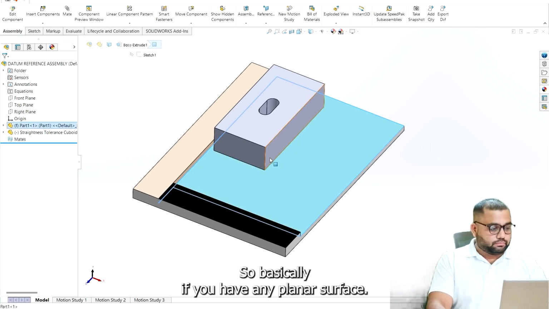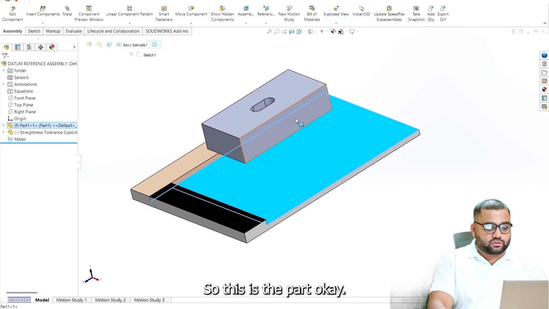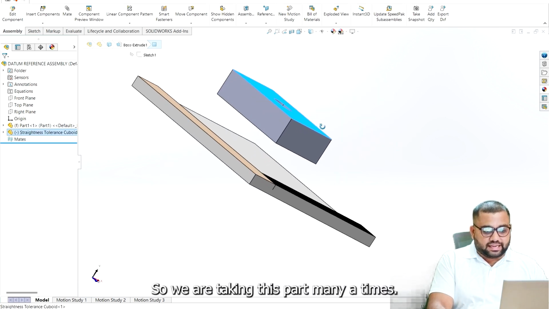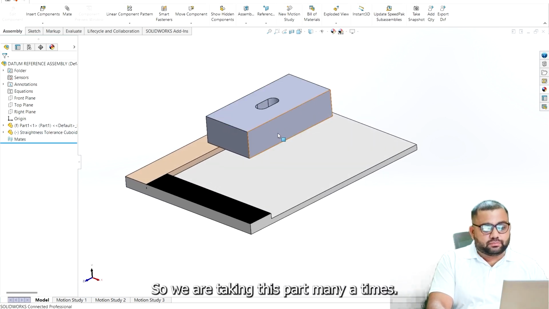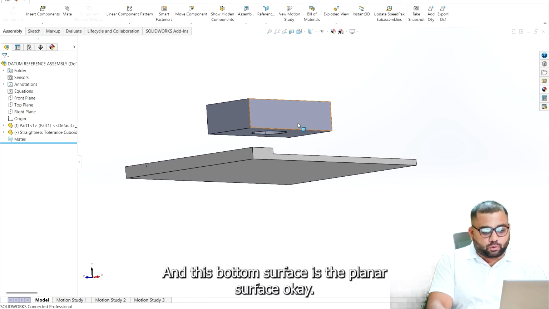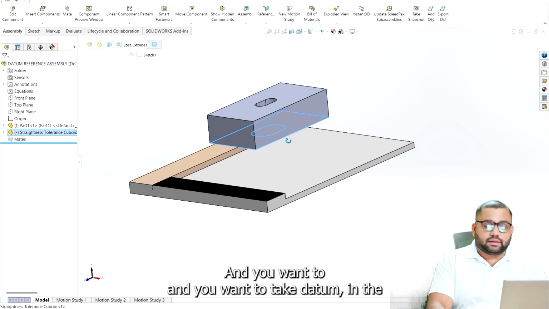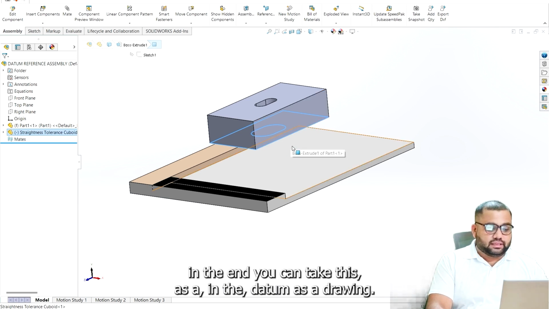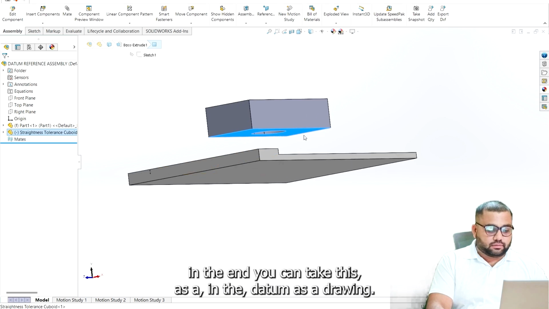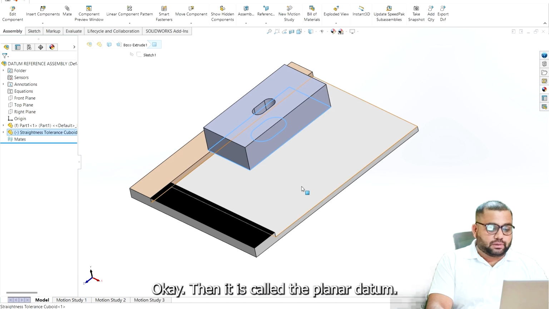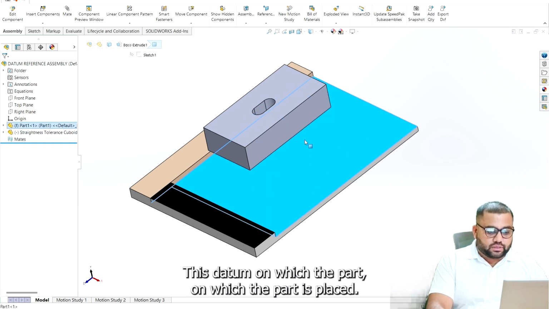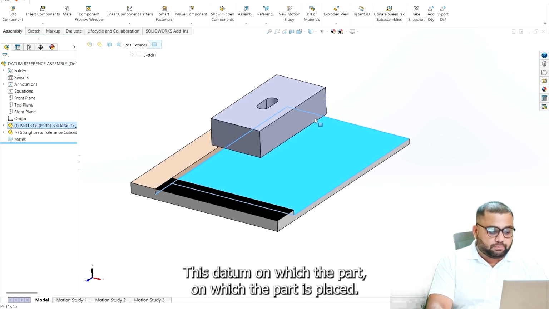Basically, if you have any planar surface, so this is the part. We are taking this part many times. This is the part and this bottom surface is the planar surface. If you want to take this as a datum in the drawing, then it is called the planar datum. This is the datum on which the part is placed.